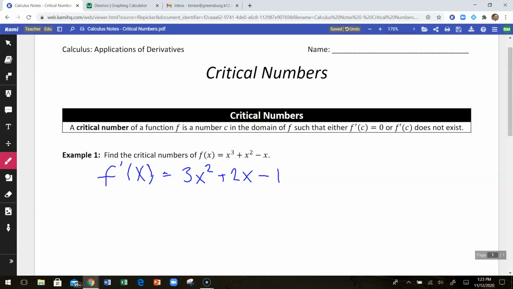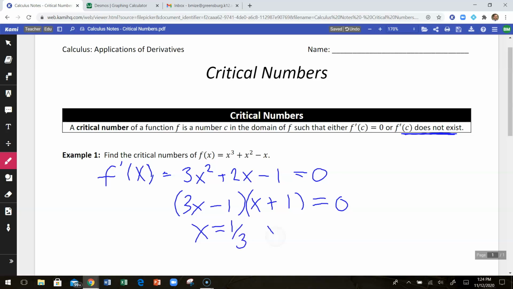Because the derivative is a polynomial, I don't have to worry about this second part, because a polynomial will exist everywhere, so I don't have to worry about finding x values where this does not exist. To find the critical numbers of this function, I'm just going to take my derivative, set it equal to 0, and solve. It does factor into 3x minus 1 and x plus 1. I set those equal to 0, which means our critical numbers will occur at x equals 1/3 and at x equals negative 1. Those are our critical numbers.